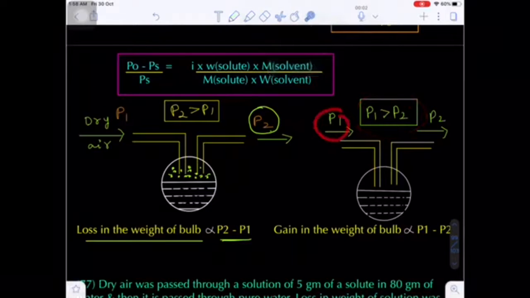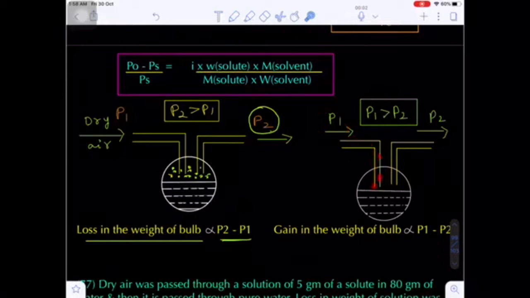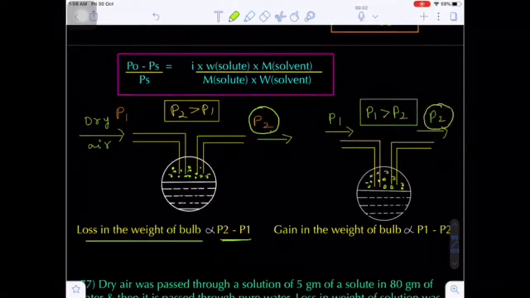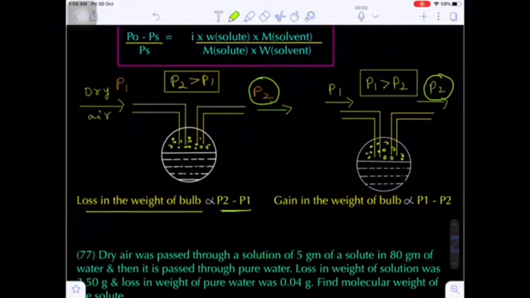That means after entering into the solution or solvent, some of the vapor will be dropped in the solution or solvent. That means some extra vapor will be present here, because the vapor pressure P2 will be lower than P1. That means the P1 vapor pressure is very high. That's why vapor pressure increases in the solution. When the vapor pressure increases in the solution, that means vapor increases, that's why the weight of the bulb increases.